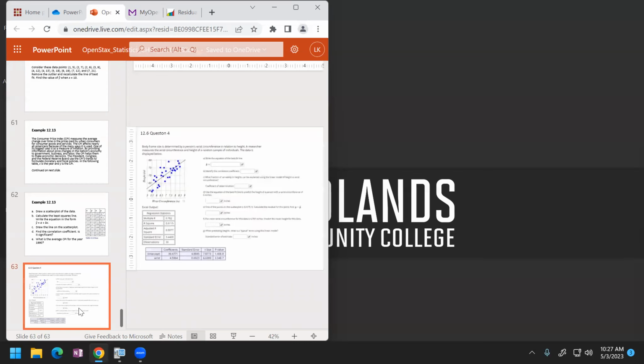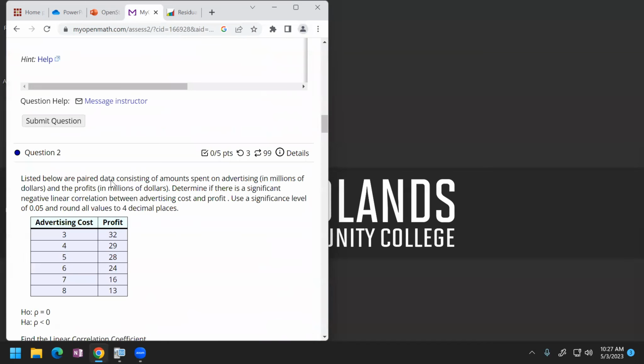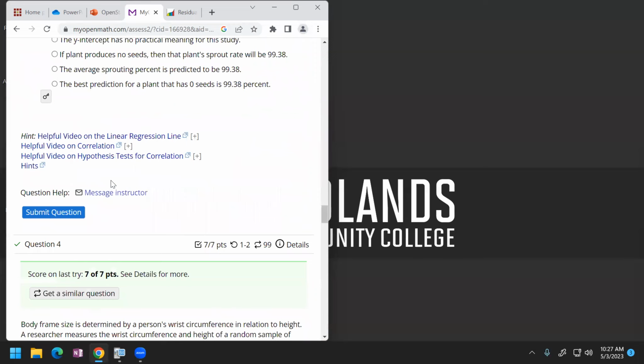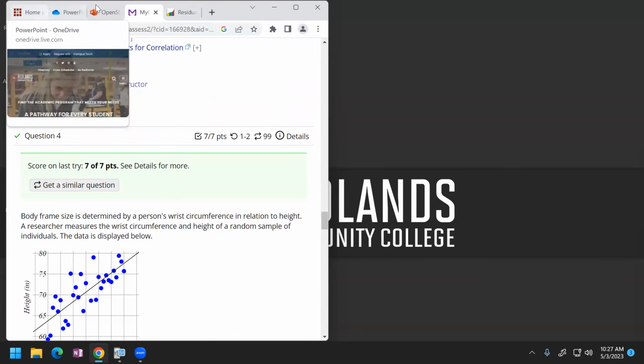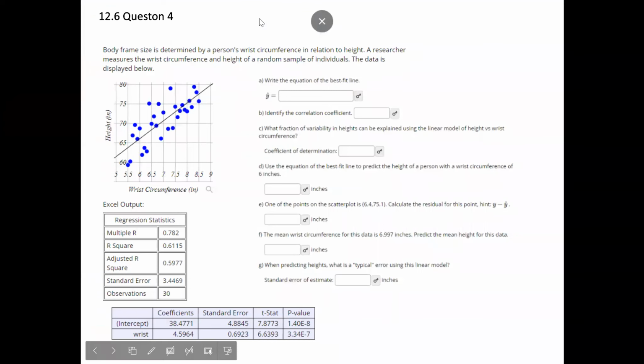I want to look at this problem, problem 4 in 12.6. The reason I want to look at it is because we kind of threw you a curve. We all of a sudden gave you different information than what we've been giving you before, so I thought we'd take a quick look at it.